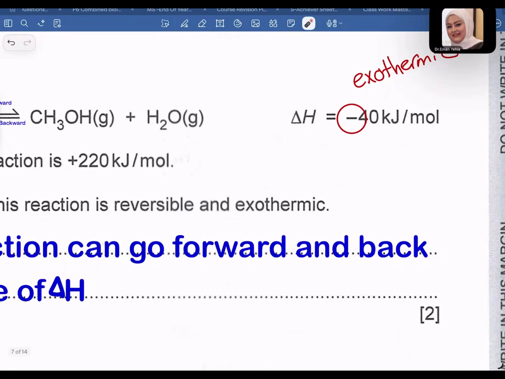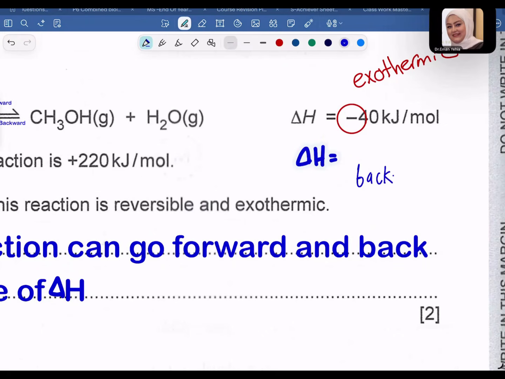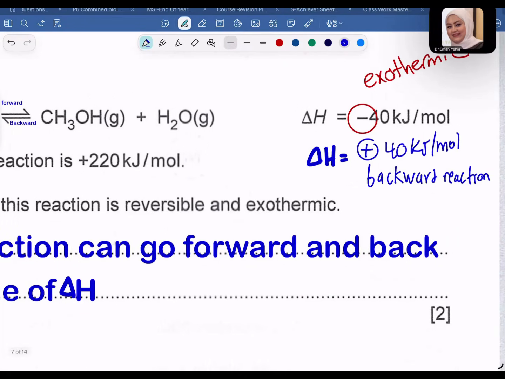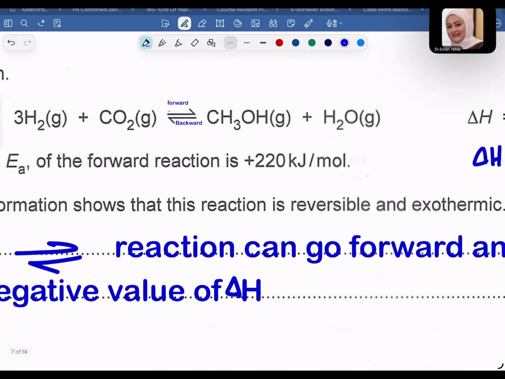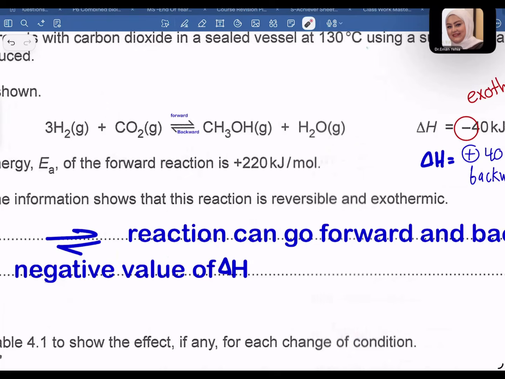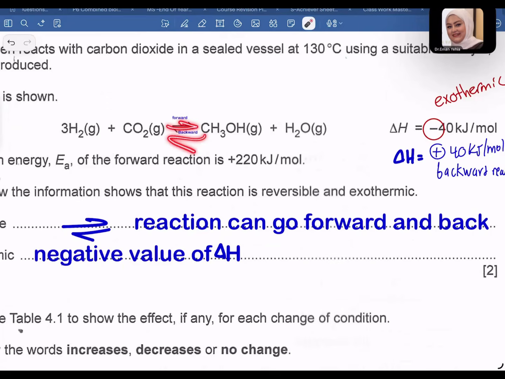So the delta H of the backward reaction is going to be the same value but with a positive value. Okay? So if the forward is exothermic, the backward will be endothermic with the same value of delta H. Delta H given in the equation is always for the forward reaction.